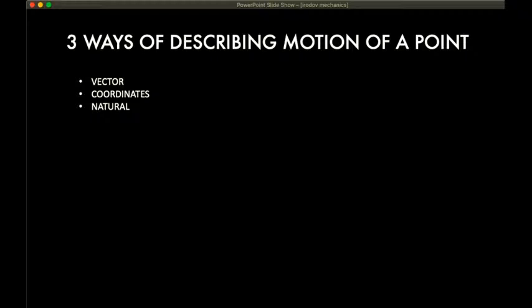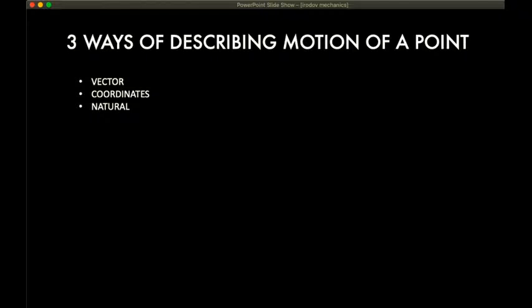He describes in this book three basic ways of understanding motion. First method is a vectorial method. Second one is by using coordinates, and the third one is a natural method. Let's discuss these things one by one.